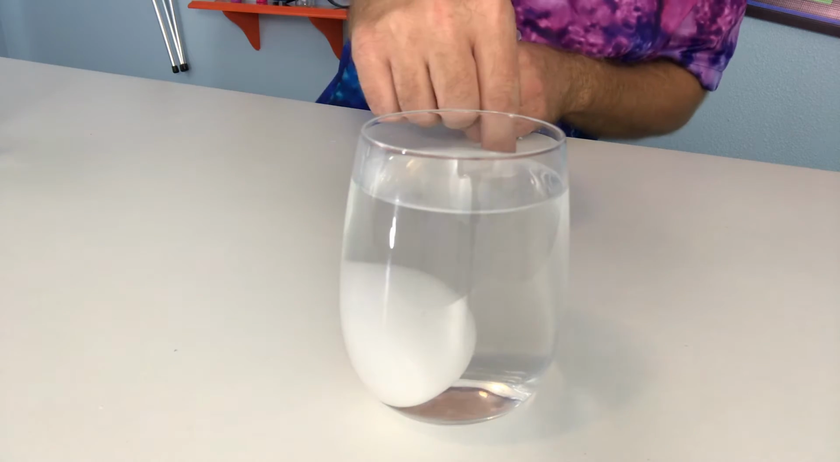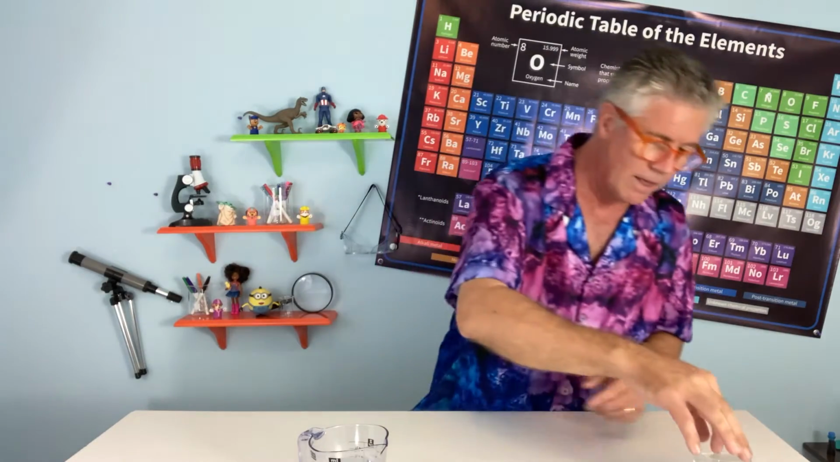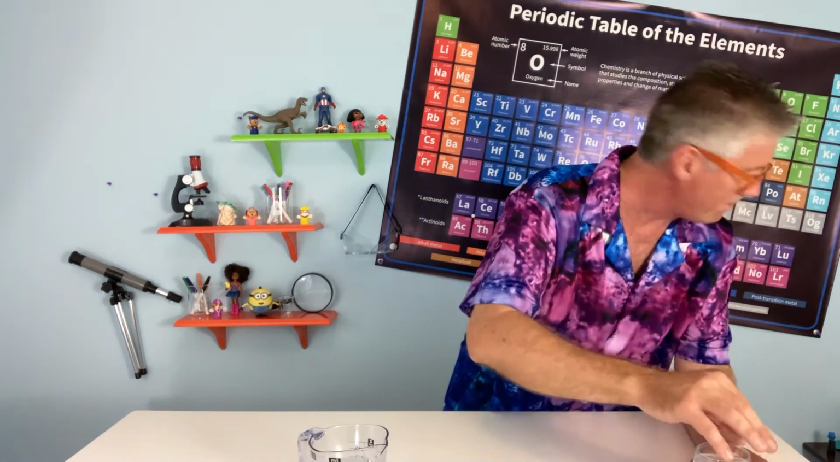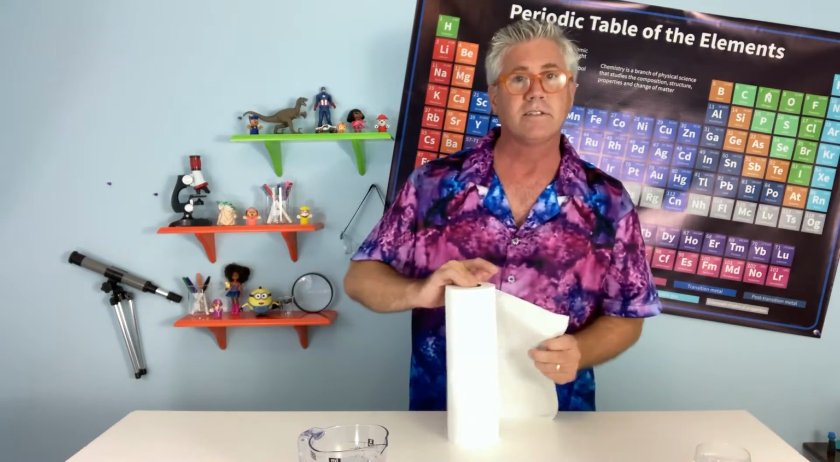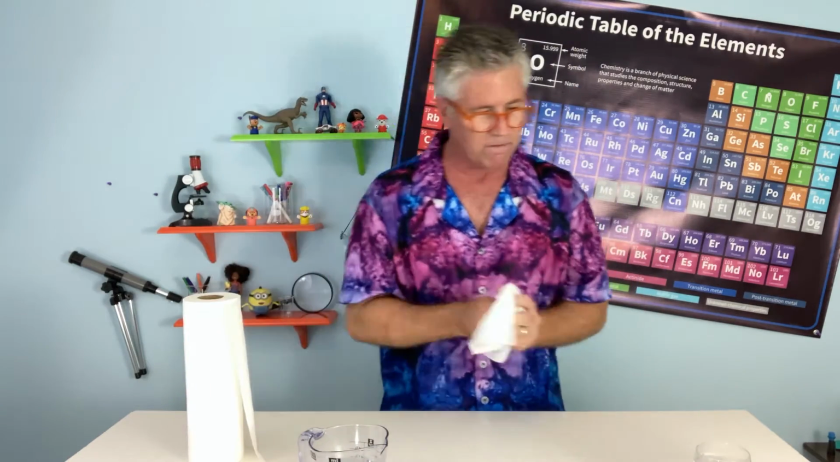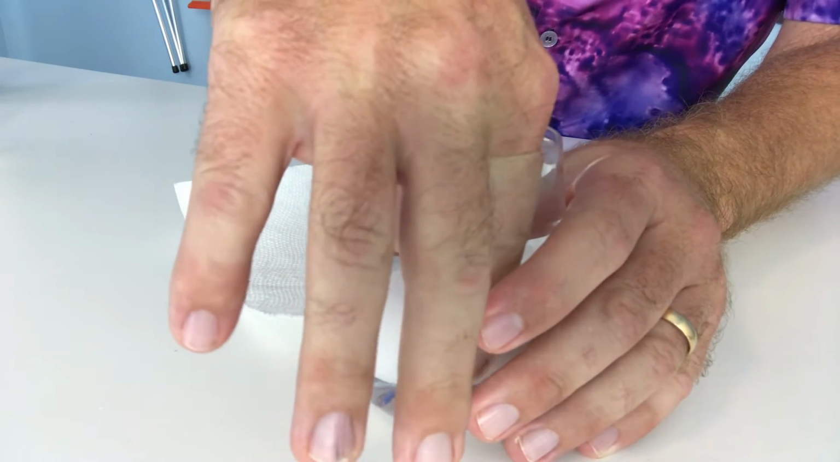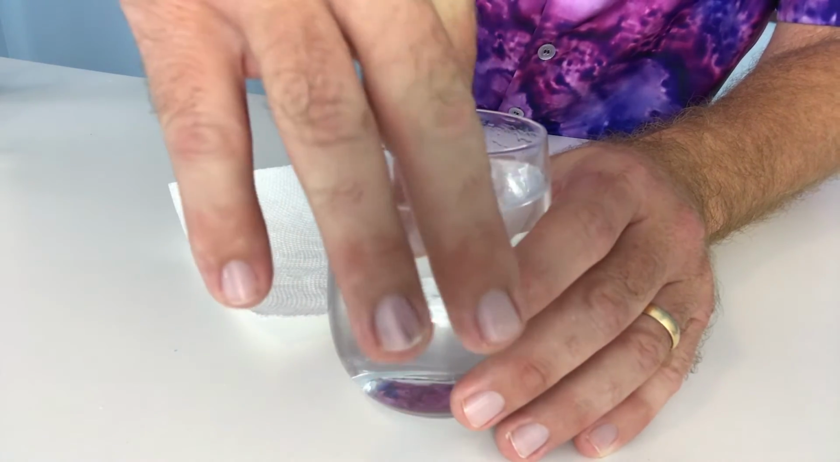So the density of the egg was greater than the density of the water. So the egg sank. Now, let's try something different. If I can get this egg up. The glass is too little, my fingers are too big and fat. So here, I'm going to make a mess. I'm going to end up with a hard-boiled egg because that water is kind of warm. I can't get it up. There we go.